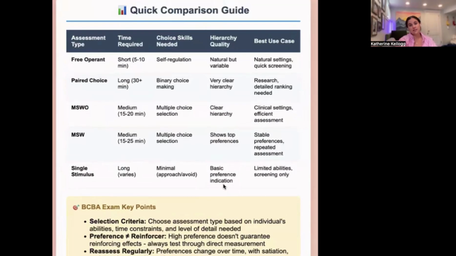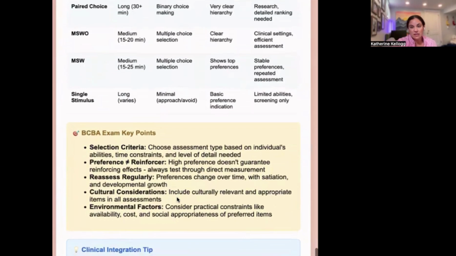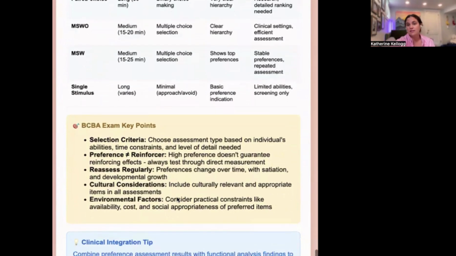Here is a quick comparison guide of the assessments, so you can pause and save this if you'd like. And then also for BCBA exam key points, make sure you choose the assessment type based on the individual's abilities, time constraints, and level of need. Remember too, the preference assessment isn't saying that it's going to be a reinforcer. We're not testing if it's reinforcing the behavior, but we are gauging motivation, and we're able to then set up the environment so that it's motivating.